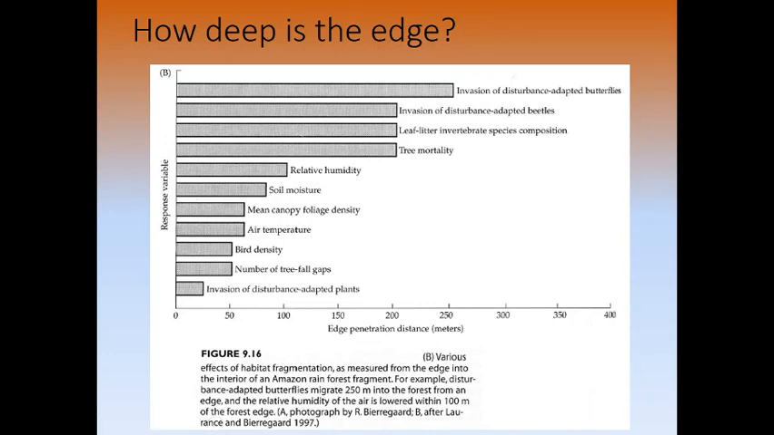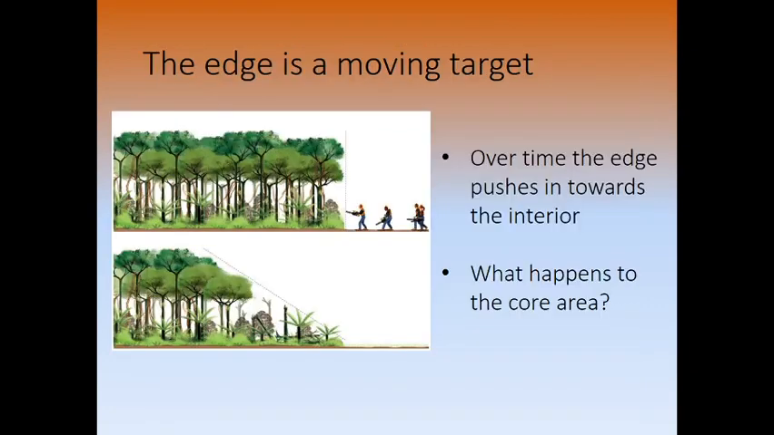And, you know, okay, 200 meters, that's not that bad, depending on the size of the fragment. If your fragment is several square miles, that's not that bad, right? But the thing is, the edge is a moving target. Because you cut down to this certain area, you experience more tree mortality at the edge, such that the edge kind of continues to creep back from wherever it was originally cut. So oftentimes you can have shrinking fragment sizes, which just compounds the problem of habitat fragmentation in the first place.